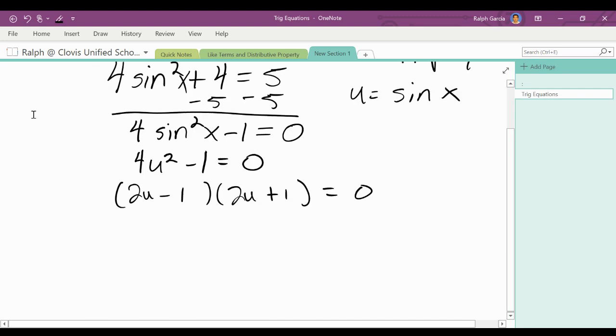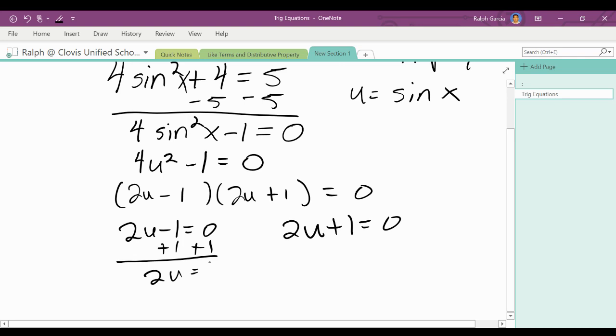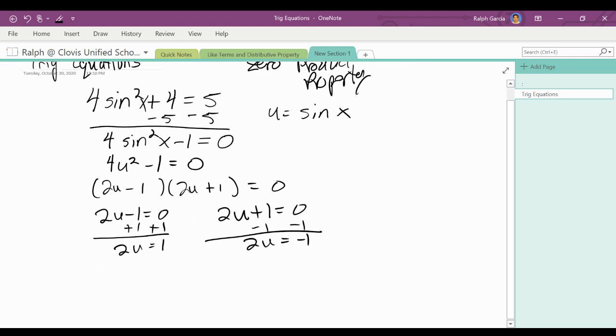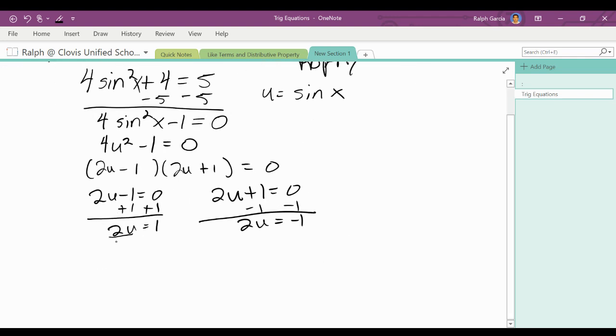Then I'll set these equal to 0: 2u minus 1 equals 0, 2u plus 1 equals 0. Add 1 to both sides, and subtract 1 from both sides for this one. Then I'll divide by 2. And u equals 1 half, and u equals negative 1 half.